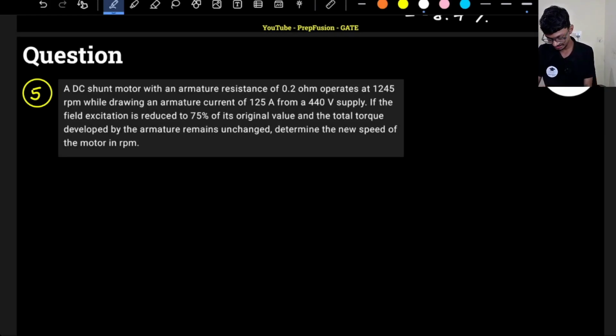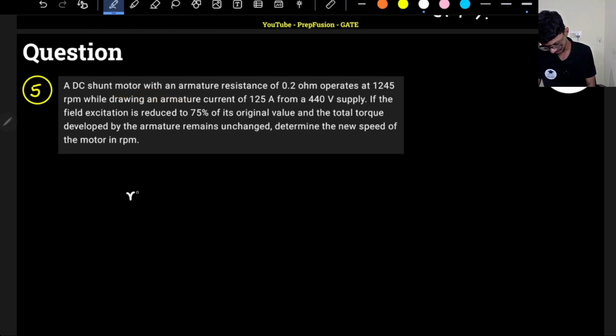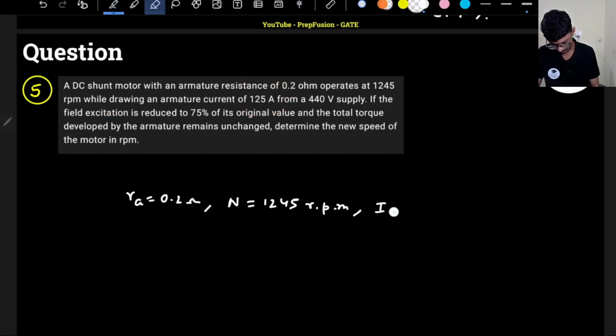Let's solve this question. I have a DC shunt motor with armature resistance as 0.2 ohms and operates at 1245 revolutions per minute while drawing an armature current of 125 amperes from a 440 volt supply. So its terminal voltage is 440 volts, right?